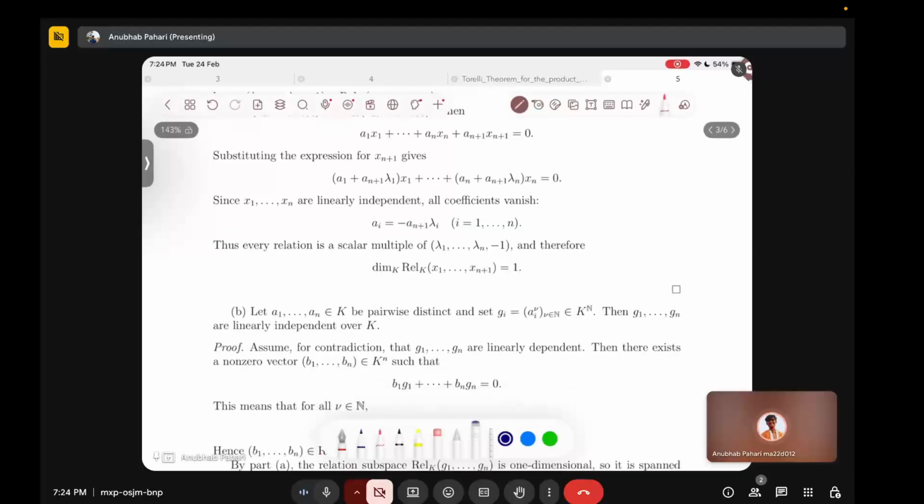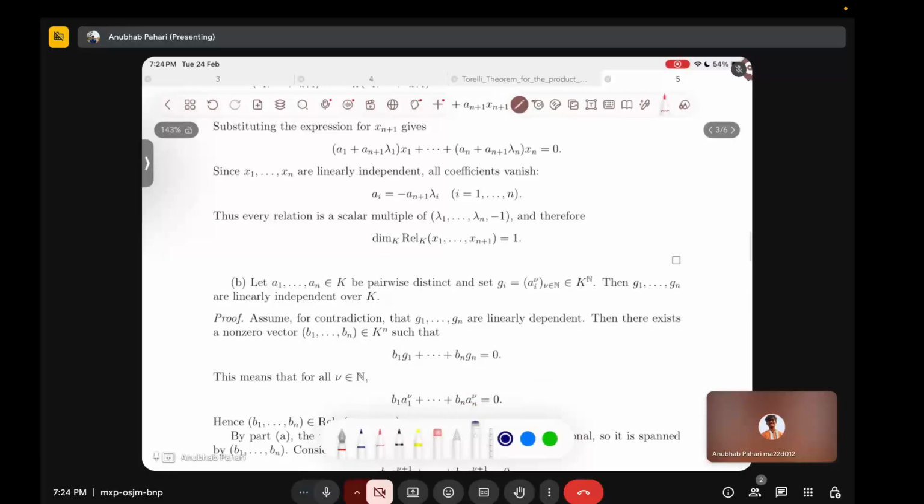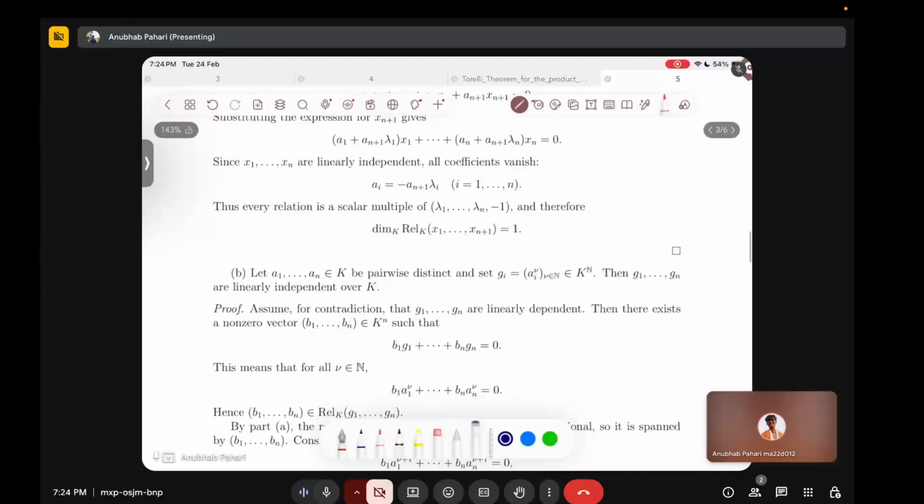Since x1 to xn are linearly independent, all coefficients vanish, and ai equals minus a_{n+1} lambda i. Thus, every relation is a scalar multiple of (lambda 1, ..., lambda n, -1). Therefore, the dimension of this is 1.